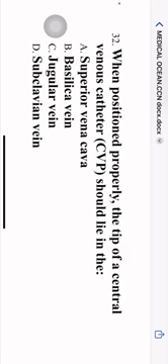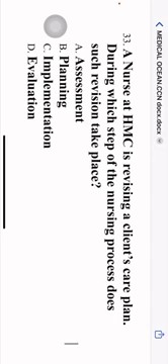In which position should the tip of a central venous catheter (CVP) lie: the superior vena cava, basilic vein, jugular veins, or subclavian veins? Which one of the following is correct? Option A is correct. A nurse at HMC is revising a client's care plan. During which step of the nursing process does such revision take place? Assessment, planning, implementation, or evaluation? Option D, evaluation. We can revise the plan.